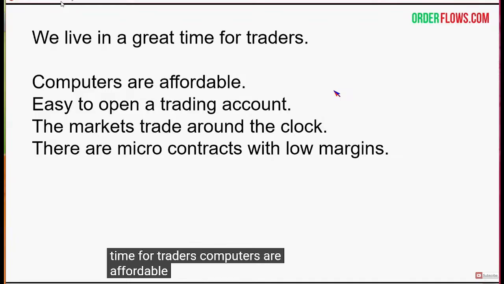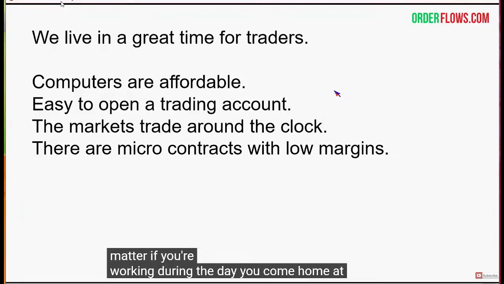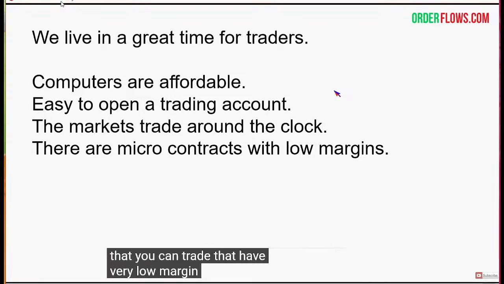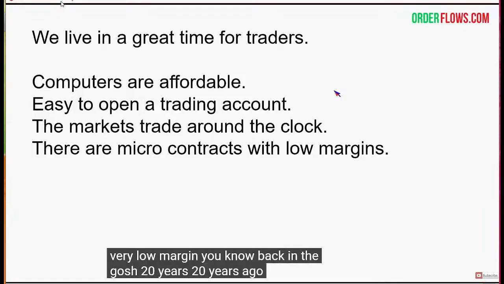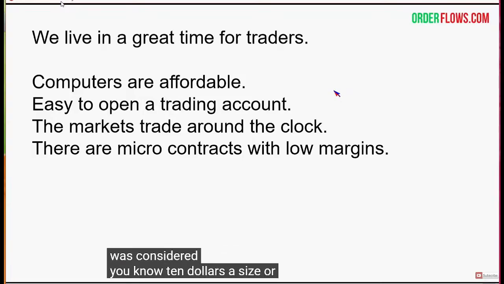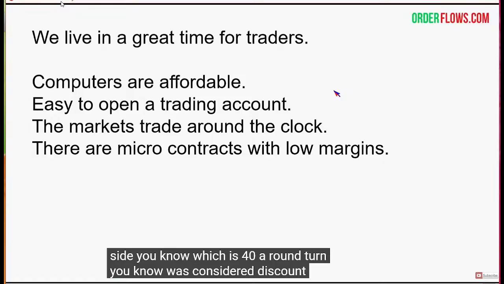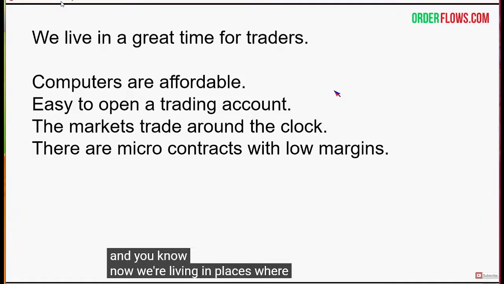Honestly, we live in a great time for traders. Computers are affordable, it's easy to open a trading account. Markets trade around the clock. So it doesn't matter if you're working during the day, you come home at night, you can trade E-minis. And now they have micro contracts that you can trade that have very low margins. Just 20 years ago, to open a trading account, to get a low commission rate, low was considered $10 a side. Even before that, back in the 90s, $20 a side, which is $40 a round turn, was considered discount already. And now we're living in times where they have day trade margins.